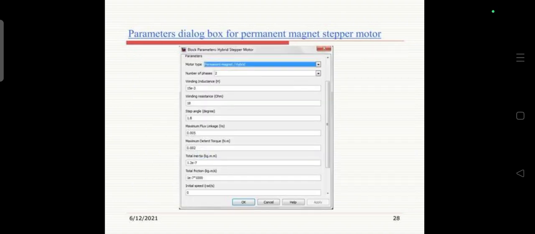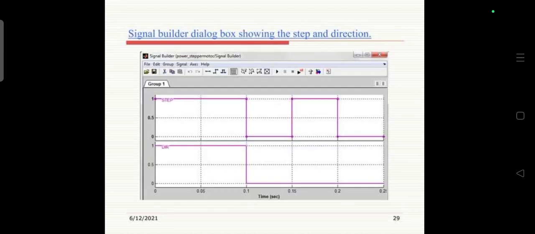The next one shows the parameters of the permanent magnet stepper motor: step angle, winding resistance, winding inductance, number of phases, then total initial speed, inertia, then total friction. We enter all of these in the specific boxes, then click OK. Then by clicking the scope, it displays the waveform.